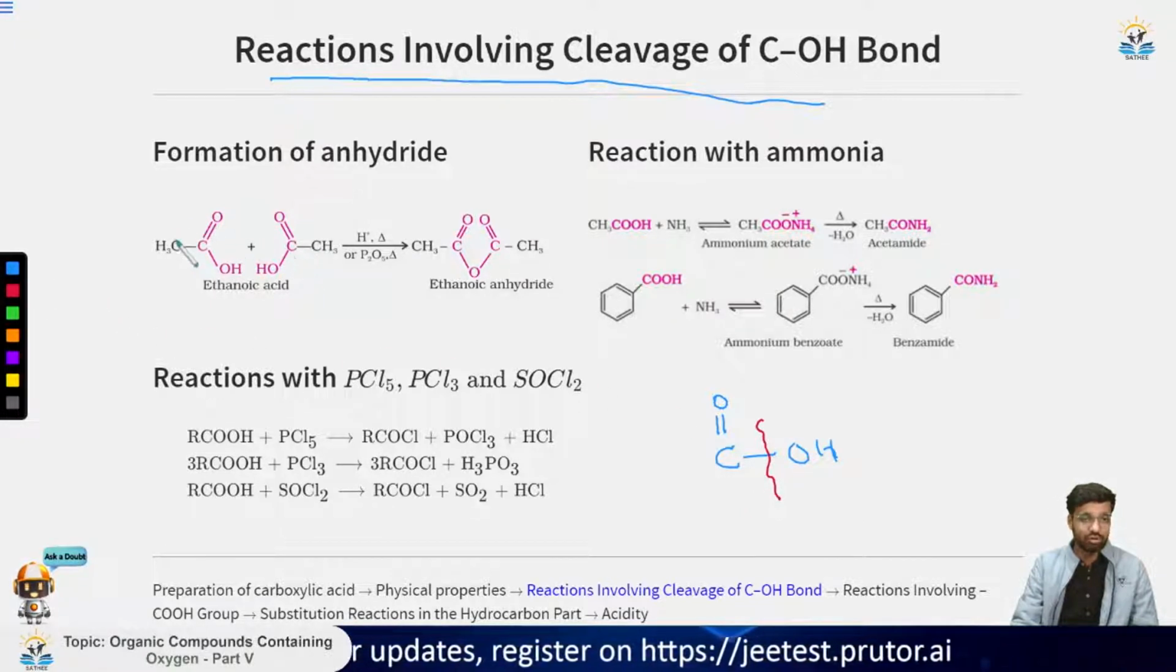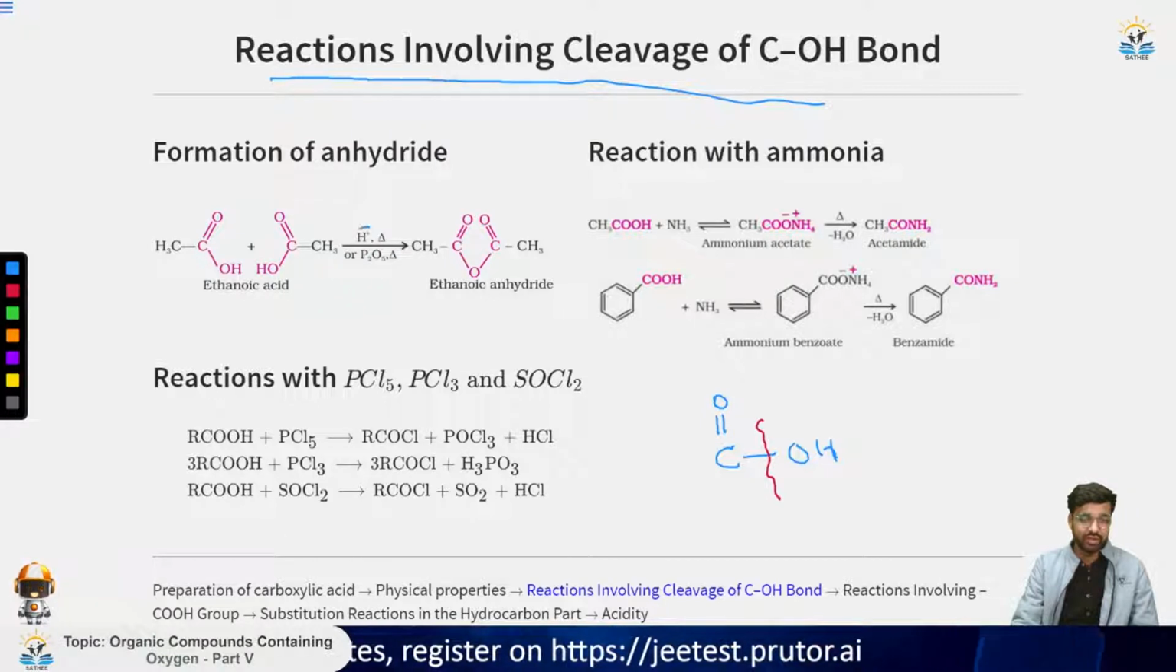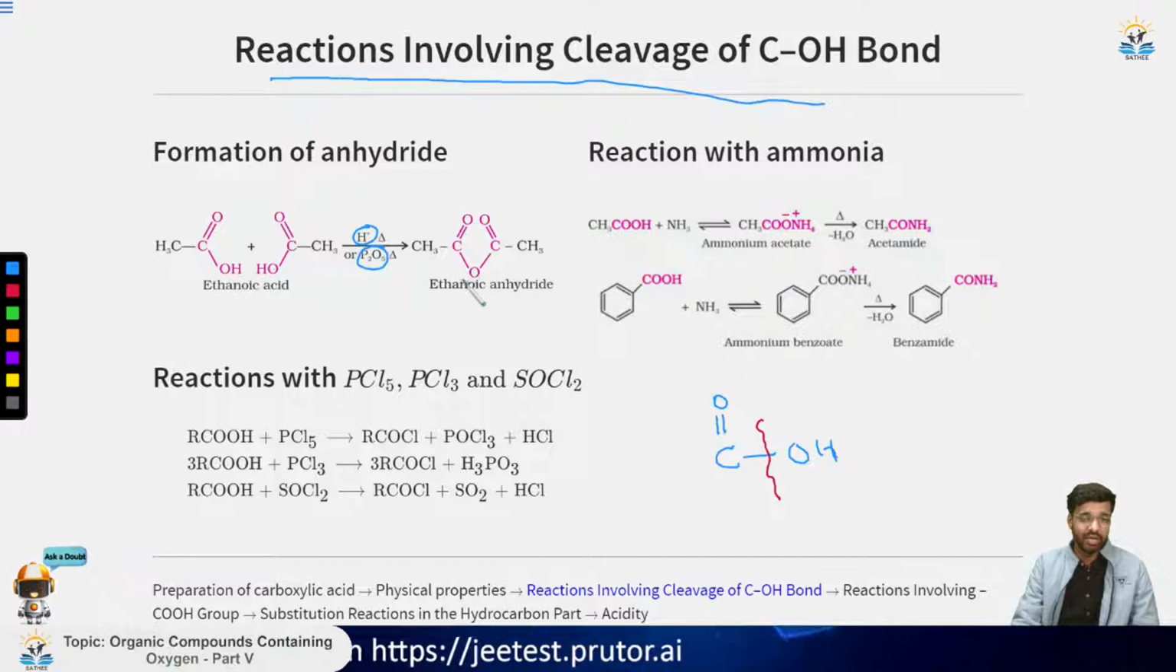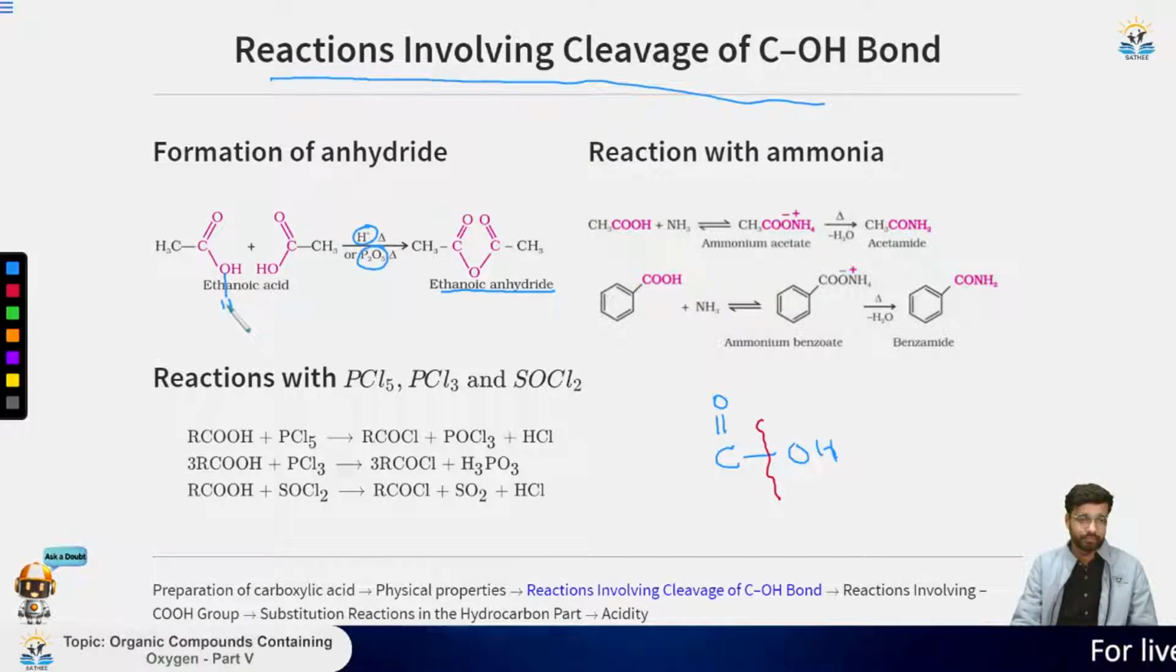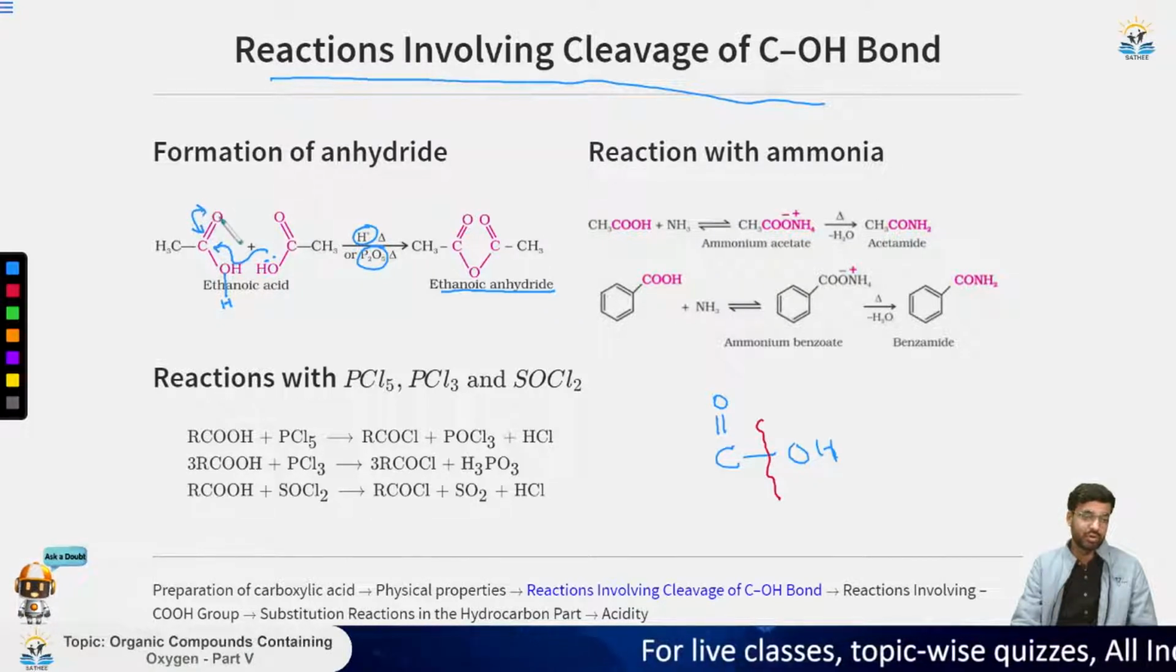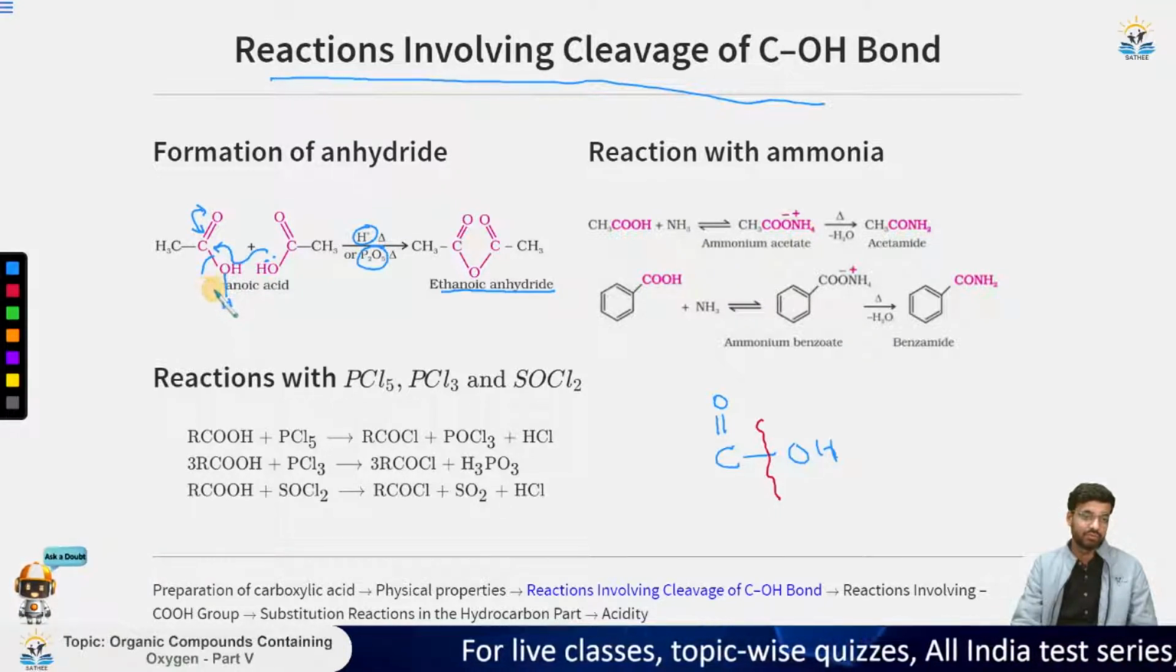So we are taking 2 moles of this ethanoic acid in presence of acid, that is H plus or P2O5, and then we are heating it to get ethanoic anhydride. If you consider the reaction mechanism, this H plus goes here. Now it has a lone pair. This will simply attack this center, which is nucleophilic in nature. This pi bond will go here and it will resonate back and kick out this water molecule.